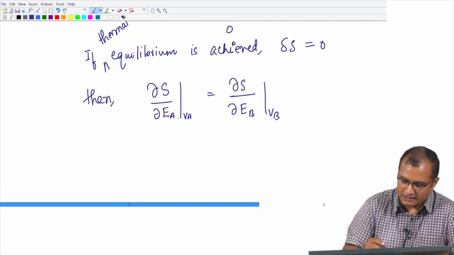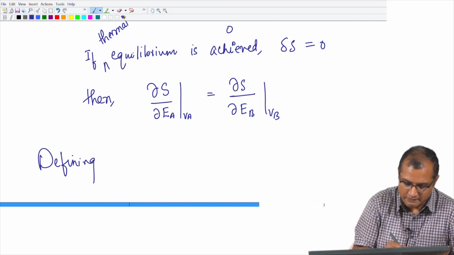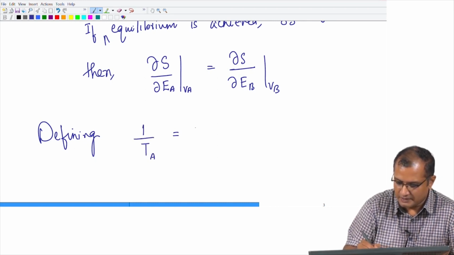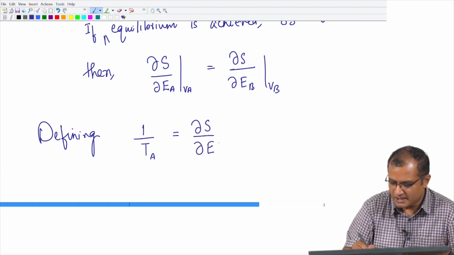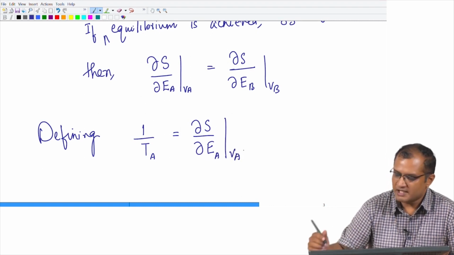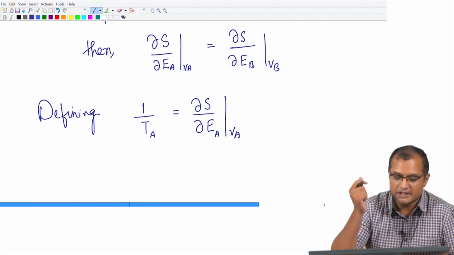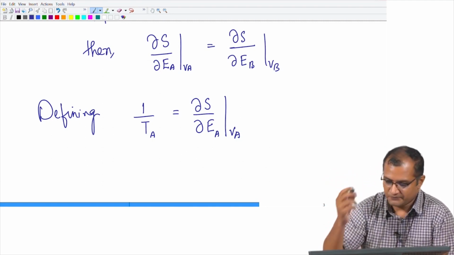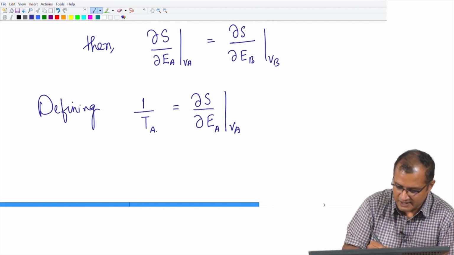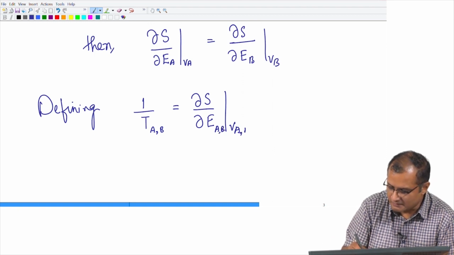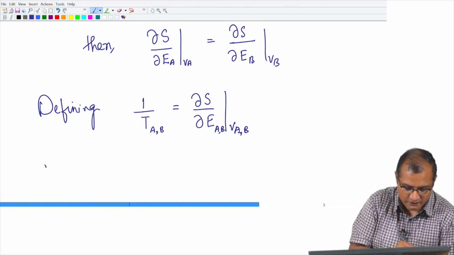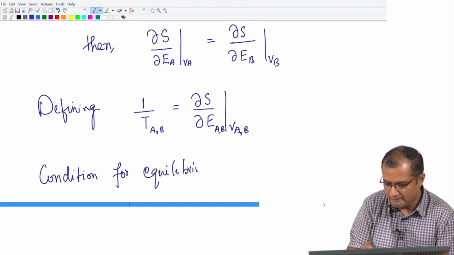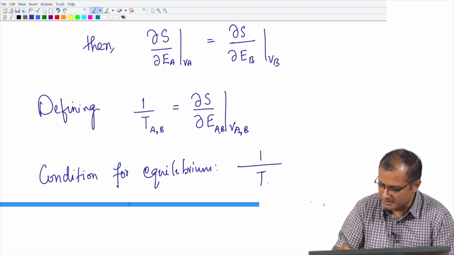And I can now define empirically the empirical temperature as 1 upon T. So, if I define dS over dE as 1 upon T, then dS over dE_A at constant volume of system A is nothing but the inverse temperature for the system A. I will say this is A comma B, similarly this is A comma B. So, the condition for equilibrium is simply equivalence of the two temperatures.